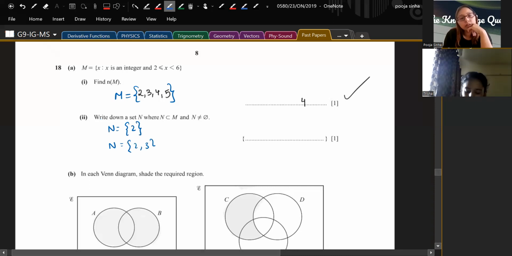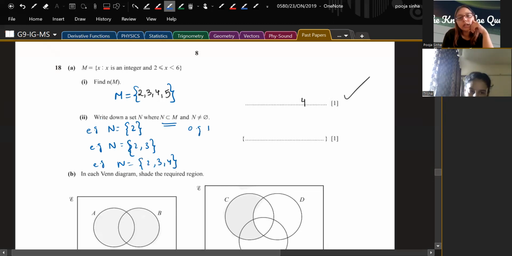I didn't understand what it's asking. This is a symbol for subset, a small set out of this. You can make any kind of set. This is one example. This can be a correct answer. This can be a correct answer. Third possibility is you write N, 2, 3, and 4. Fourth possibility is you can write N, 3 and 5. You can write N, 2, 3, and 5. So many answers. Any one you can write. And any one of them will be correct? All of them will be correct.